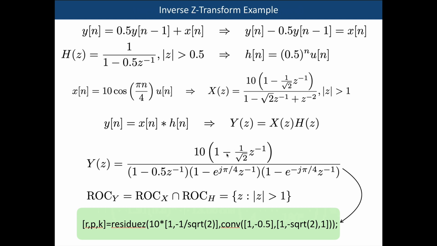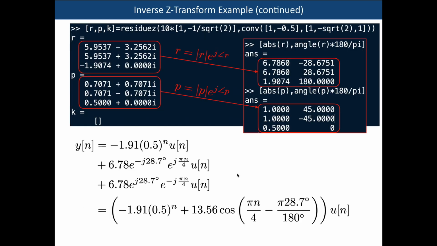The numerator has order 1. The denominator has order 3. So the numerator is lower order than the denominator. So this is a proper rational function. There would be no direct terms in this case.